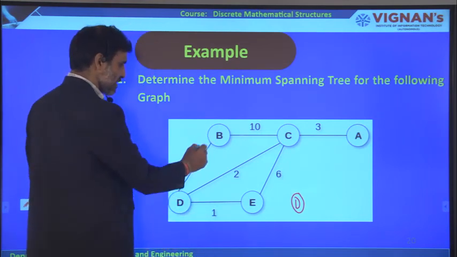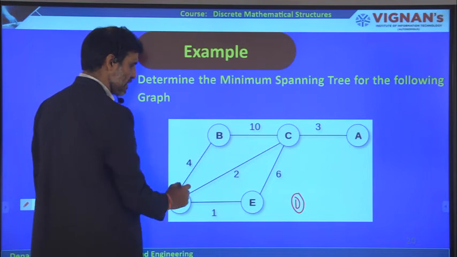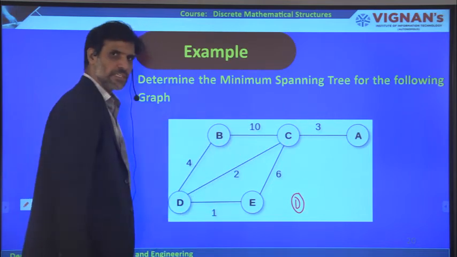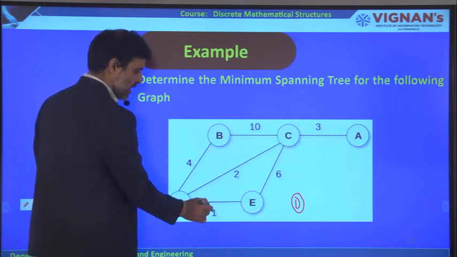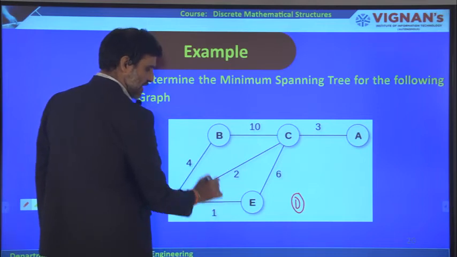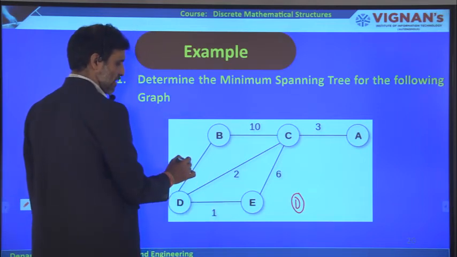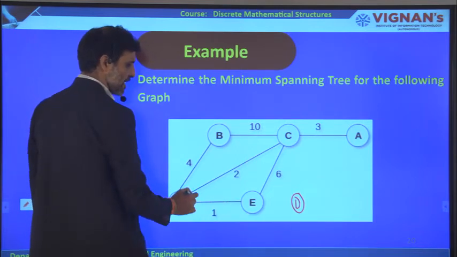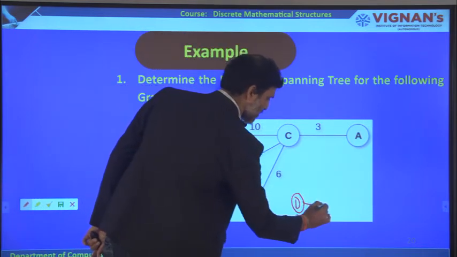Now what are the adjacent vertices of D? For D, B is an adjacent vertex. For D, C is an adjacent vertex. For D, E is an adjacent vertex. Of these three adjacent vertices, which are connected by these edges, one edge has value 4, another edge 2, another edge 1. So which edge contains the minimum value? This edge contains the minimum value.